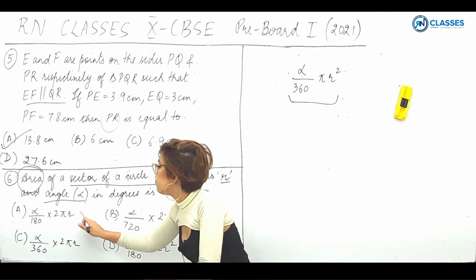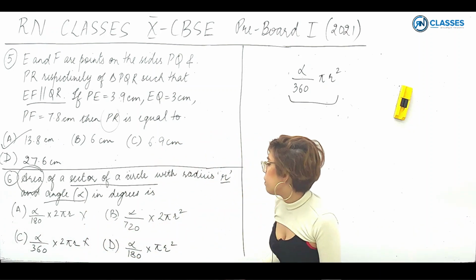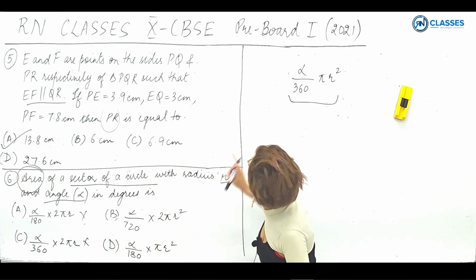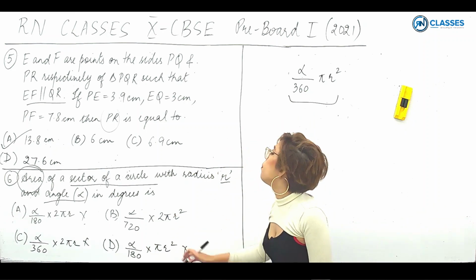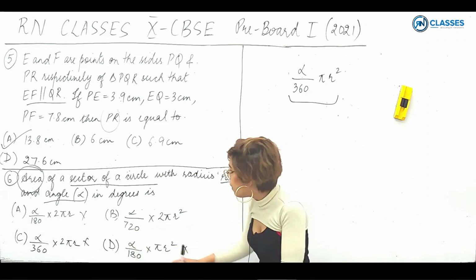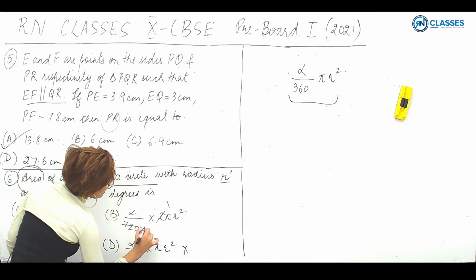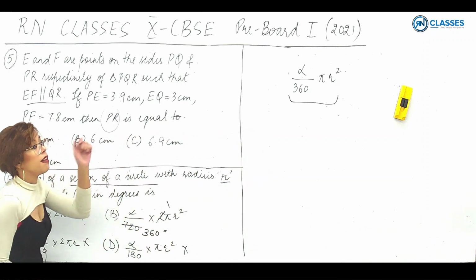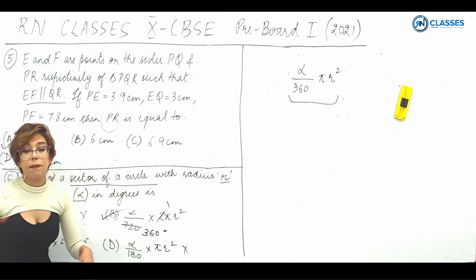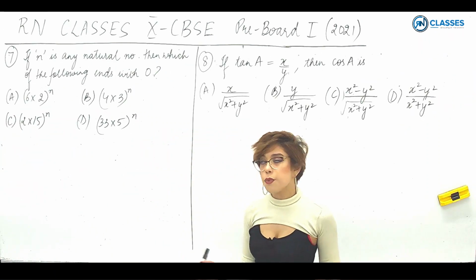Obviously, this will not be it, this also will not be it. It will be one of these two. Here there is 180, I need 360, this is also not it. Here there is 720, you will say that. But look carefully, here I have 2 pi r square. So I can cancel this and I'll get the required answer, which is option B. Alright, on to the next question.